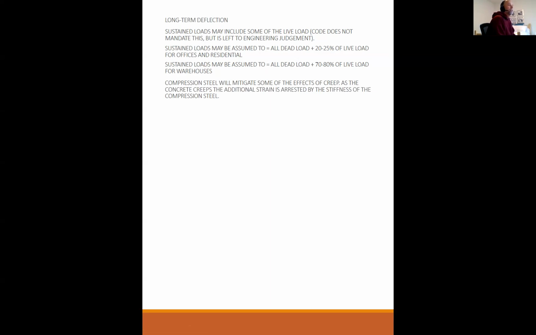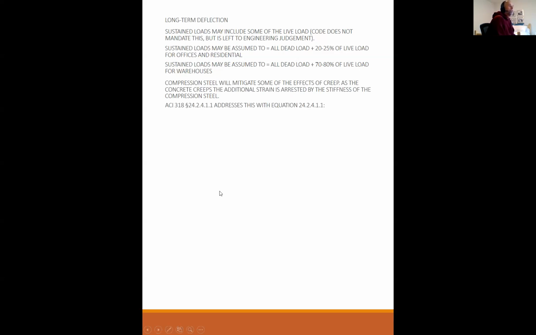Compression steel will mitigate some of the effects of creep. As the concrete creeps, the additional strain is arrested by the stiffness of the compression steel. Steel does not creep. And remember, one of our fundamental assumptions is that whatever the concrete's doing, the steel is going to do the same thing in terms of strain. So if the concrete is trying to increase the strain, the steel's not going to let it. The steel's not just going to go along for a ride. So steel does a great job of arresting creep due to concrete.